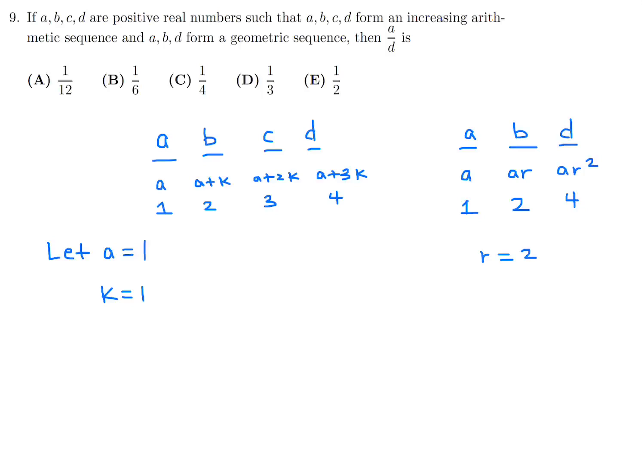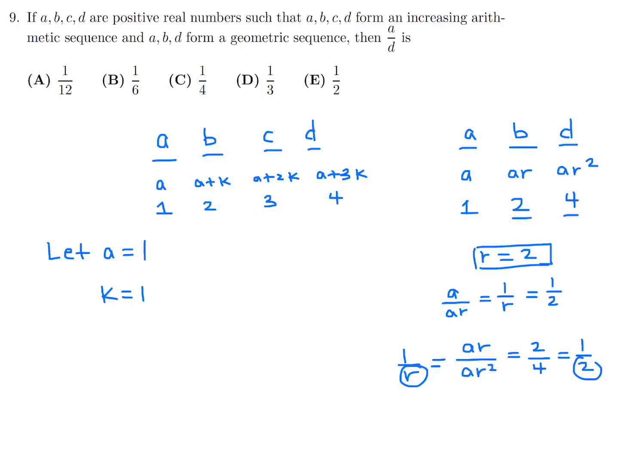Because R is 2. Because A over AR is 1 over R, and therefore this is 1 over 2. And similarly, AR over AR squared, if you just use those numbers, is 2 over 4, which is 1/2. And AR over AR squared becomes just 1 over R. So R is 2. So this all works out with just basic numbers. So they want us to figure out A over D. A over D, our numerical value for A is 1, D, our numerical value is 4. So the answer to number 9 is C.